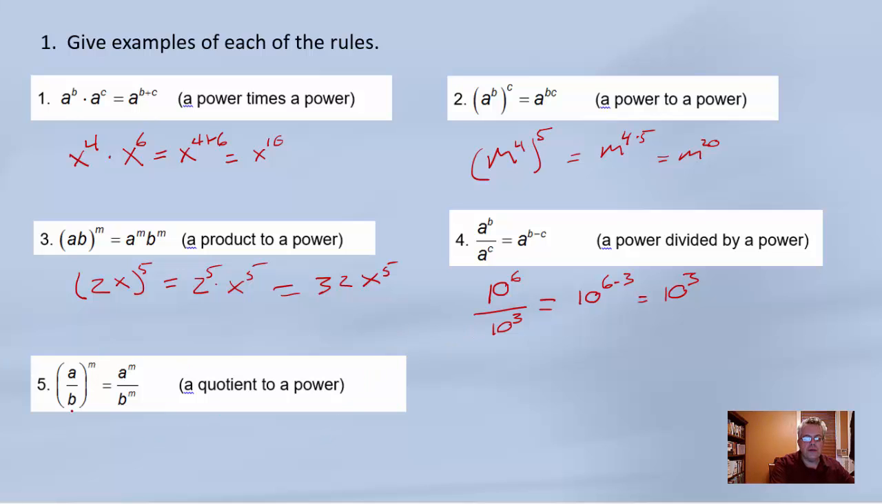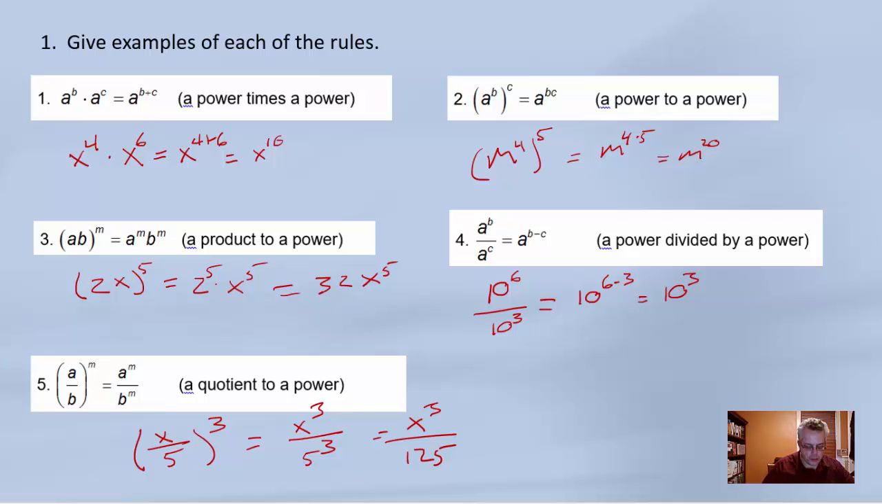The final rule is this: when we have a quotient raised to an exponent, then we can raise the numerator to the exponent and the denominator to the exponent. So for instance, if I had x over 5 to the 3rd, that would equal x to the 3rd, that's the numerator to the 3rd, divided by 5 to the 3rd. So that would be x to the 3rd over 125.